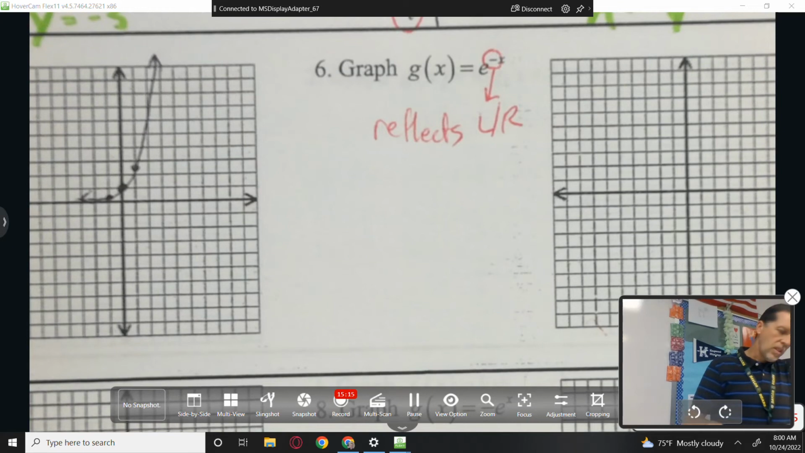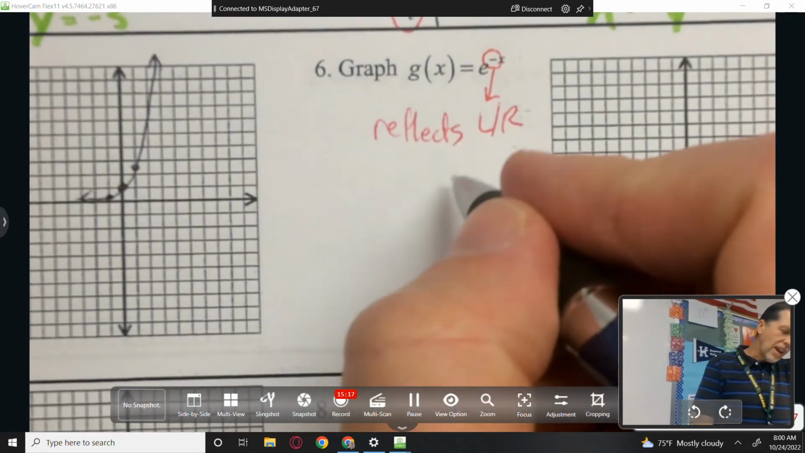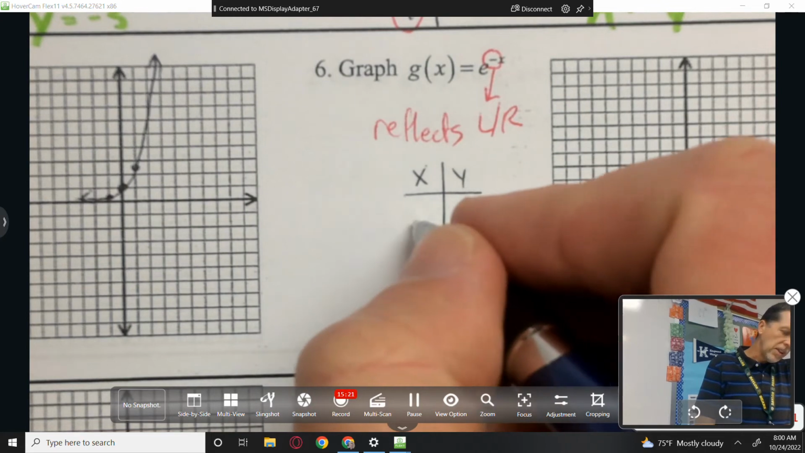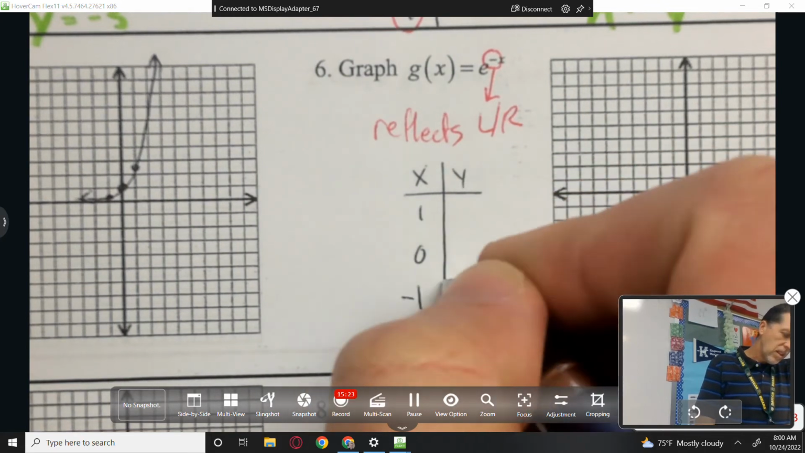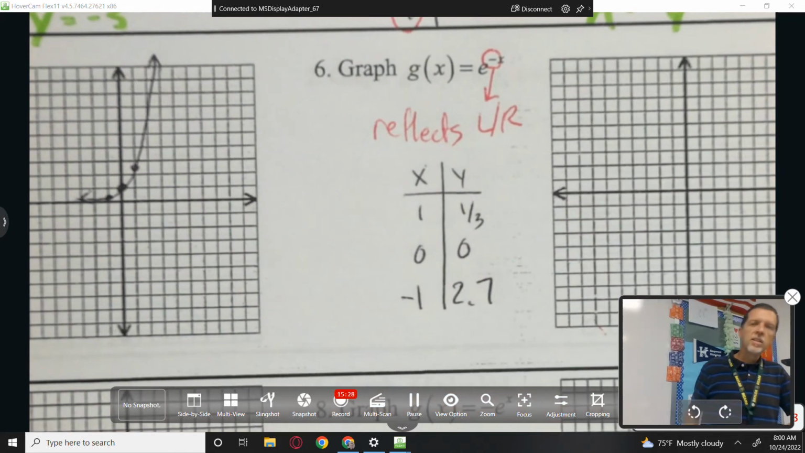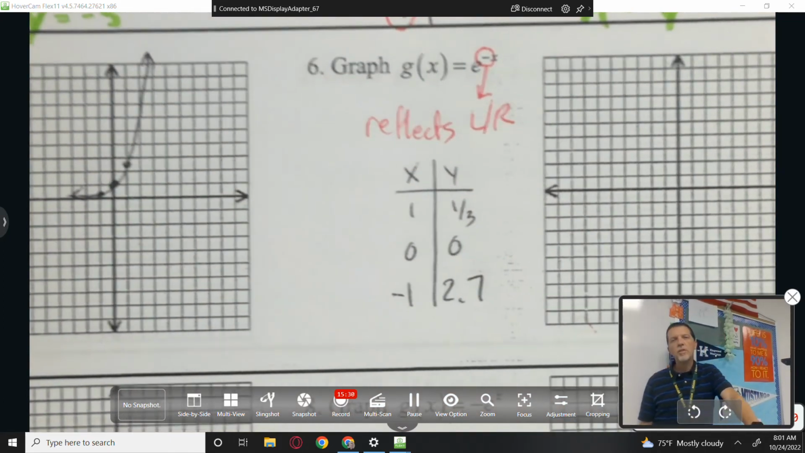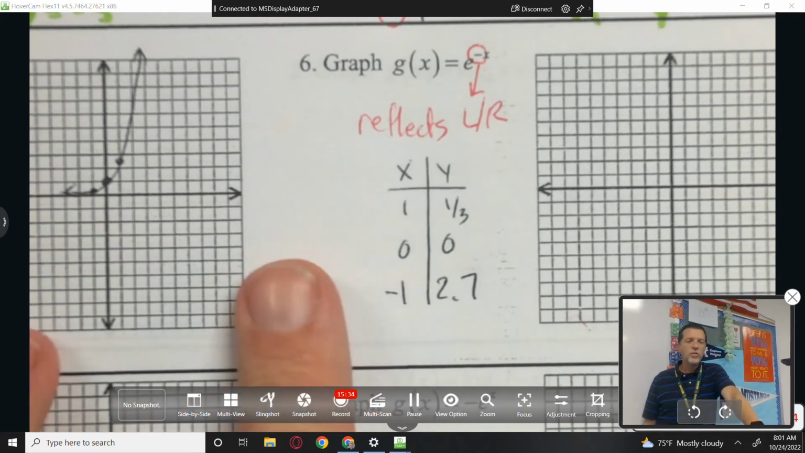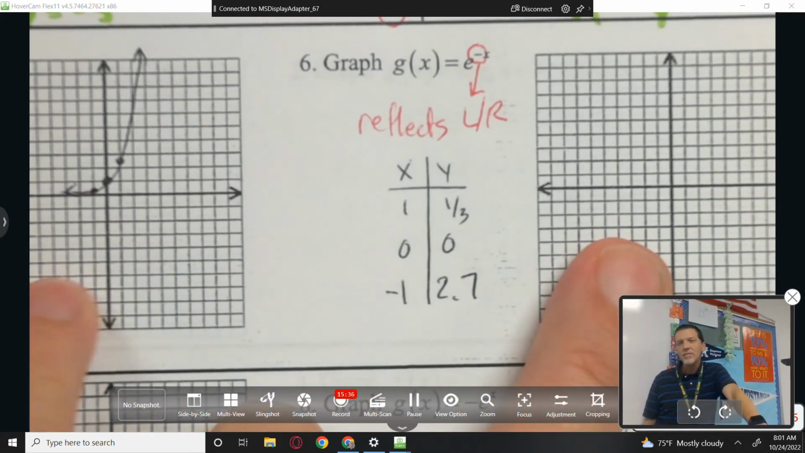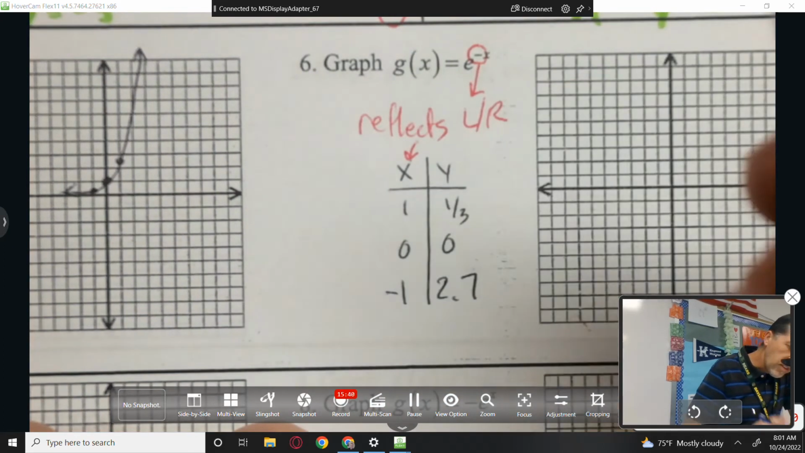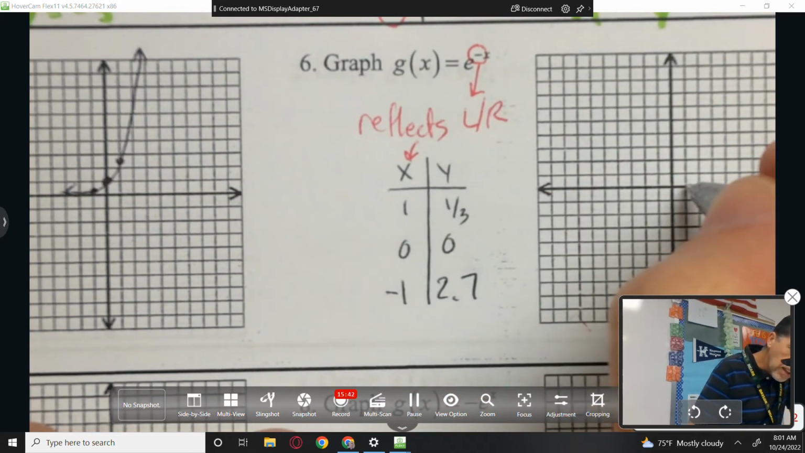Do we need to write that down? I would write that down. That way, especially if you're not going to write the table down. Again, some of you are going to just look at the first graph there and just sort of visually reflect it. And if you can pull that off, that's fine. Some of us need to write the table out again.